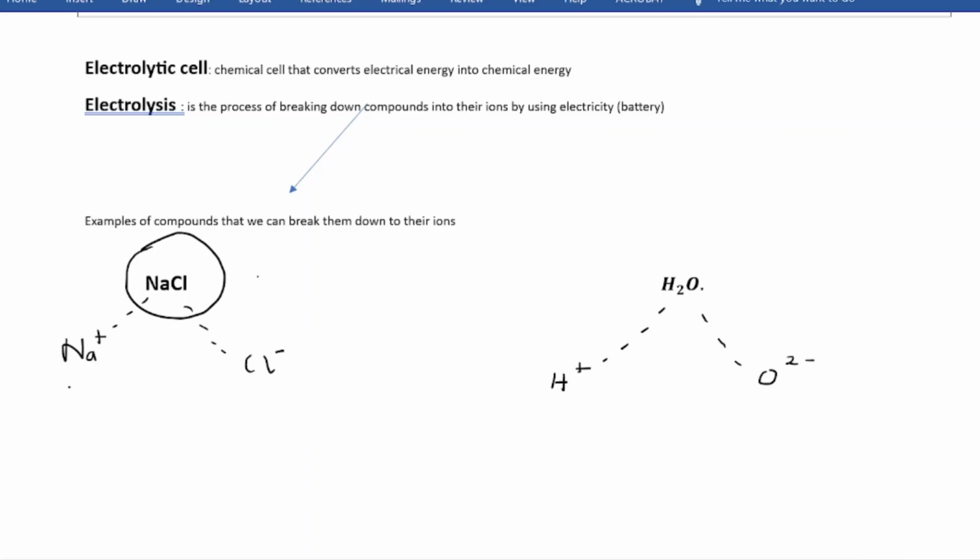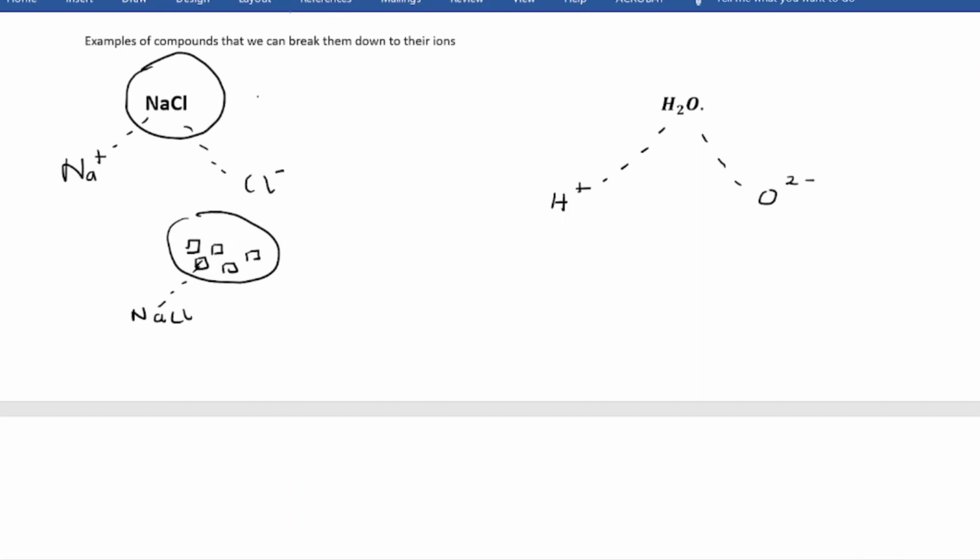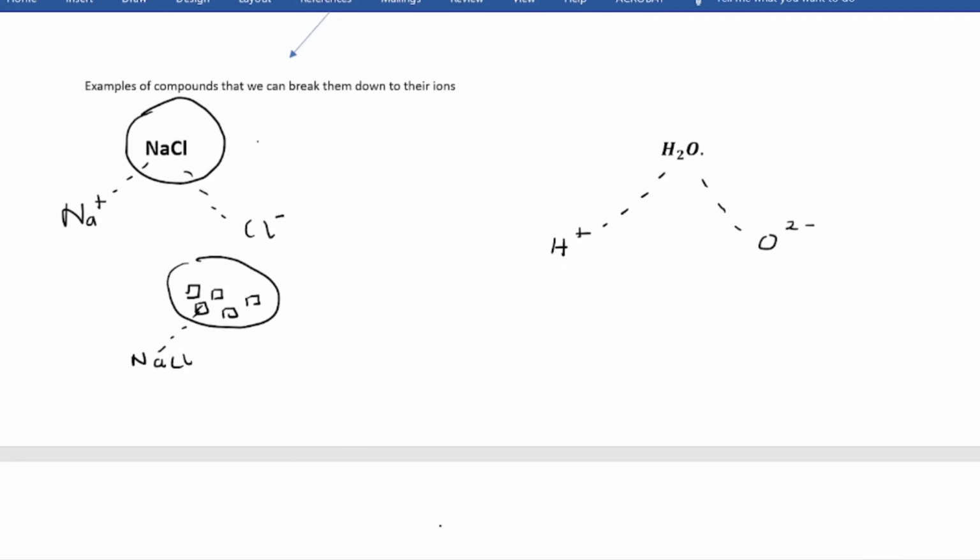In actual sense, sodium chloride is a salt, and if you look at the salt, you'll see it in its crystal form, which is something solid. Those small solid pieces are actually made up of sodium chloride, which is bonded in its ionic form, in the sense that each small piece of crystal is just a combination of sodium plus and chlorine minus.